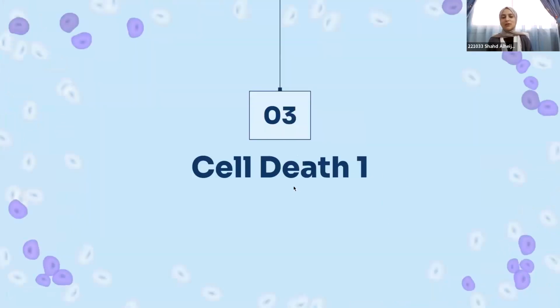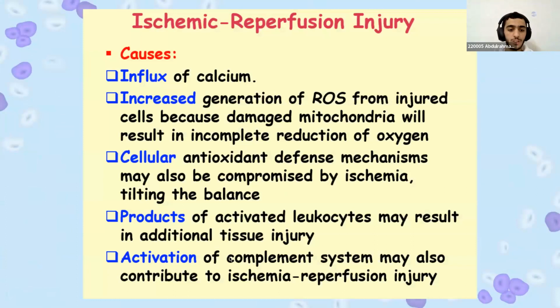Okay, moving on to the next section, cell death 1. Now, before we go into that, I'll just show you here the slide for the other components that are going to be associated with reperfusion injury. This is from your slides. You can have leukocytes, the complement system, reactive oxygen species, calcium, or compromised defense mechanisms. So make sure you're familiar with all of them.